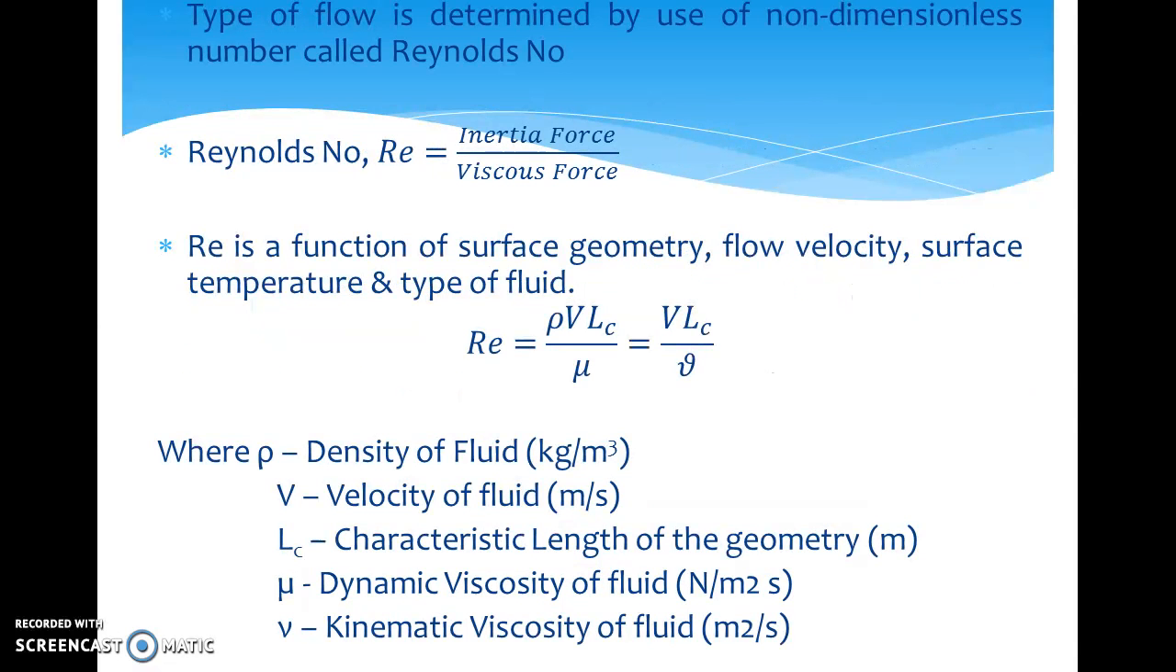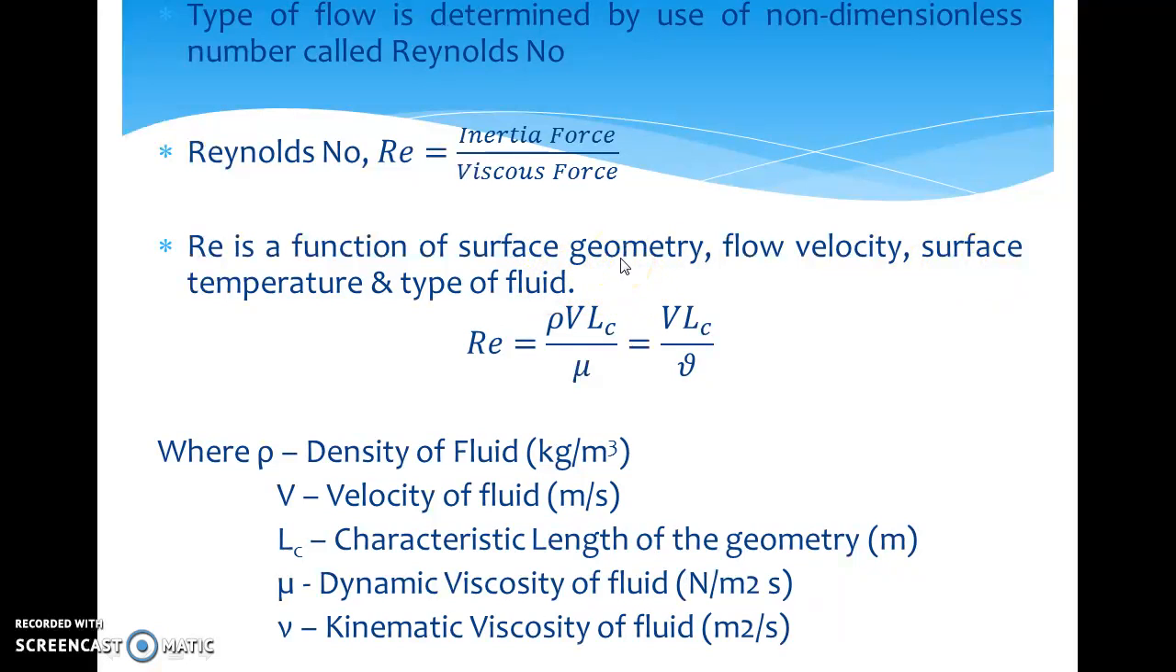Now, to identify the type of flow, we make use of a dimensionless number called the Reynolds number. This Reynolds number is given as the ratio of inertia force to the viscous force. Reynolds number is a function of surface geometry, flow velocity, surface temperature, and type of fluid.